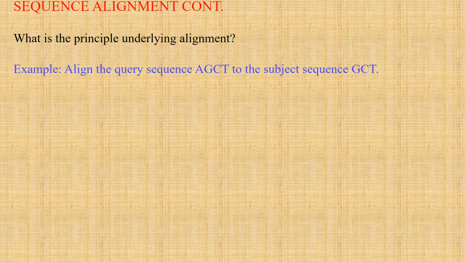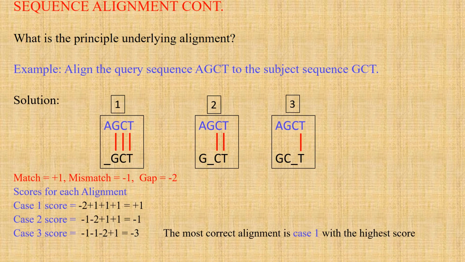So we'll do this by taking this example. Align the query sequence, which is our new sequence that we want to align to other sequences in the database. Align the query sequence A, G, C, T to the subject sequence G, C, T. When you submit a sequence like this, that the computer should align with the database sequence or the subject sequence, what the computer does is that it can align this in many different ways. It will do all of those combinations and then attribute a given score to each combination and take the one with the highest score.